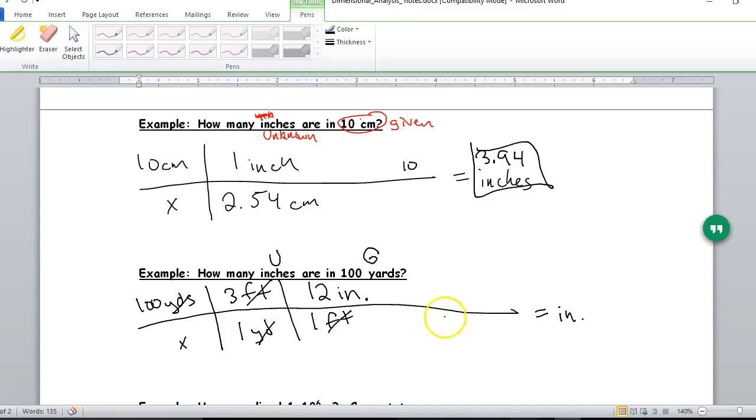So we're going to multiply the top numbers: 100 times 3 times 12. You should get 3,600. And then divide by 1, divide by 1. Well, that's not going to change your number here. So your final answer will be 3,600 inches. So there you go. That is dimensional analysis. All right. Thanks.